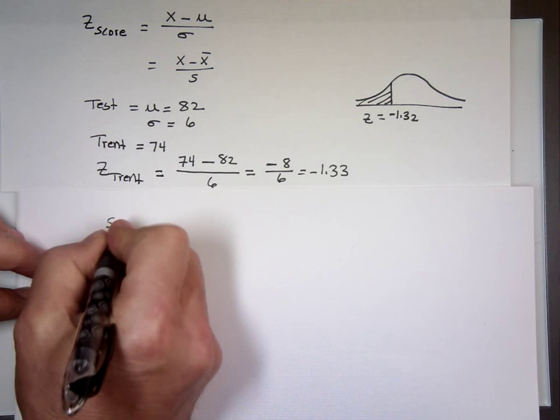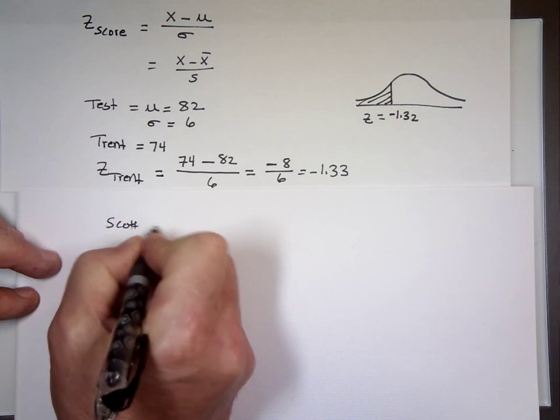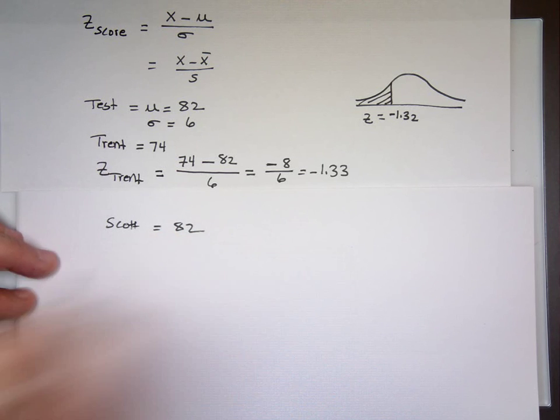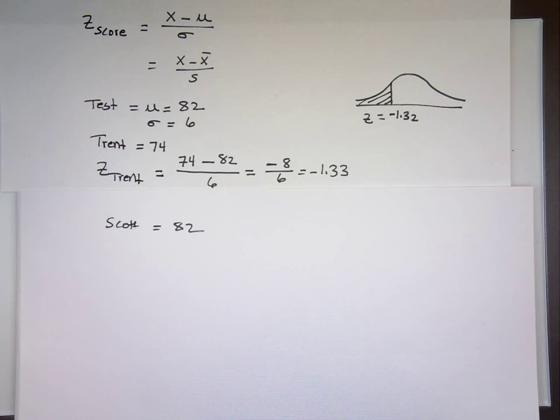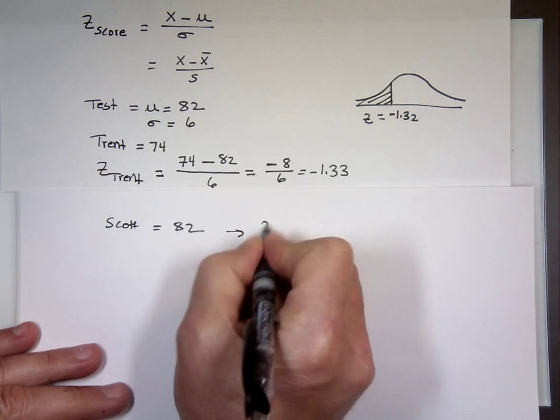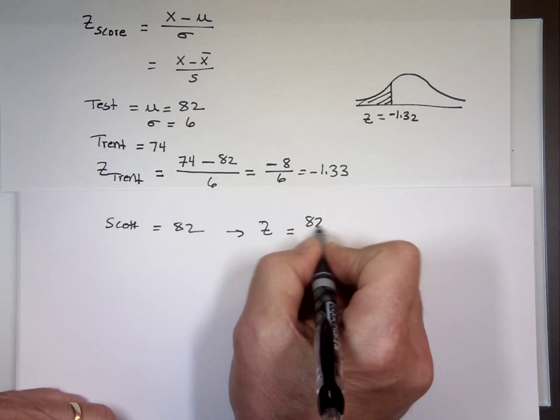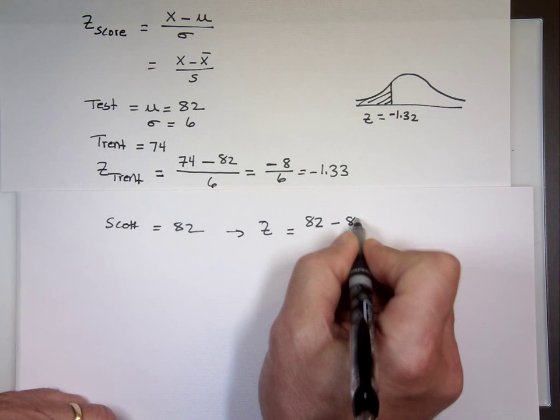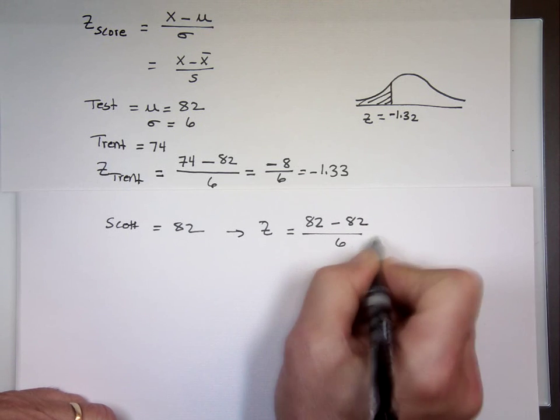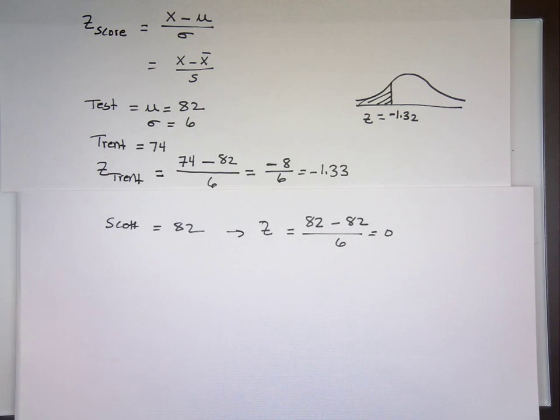Scott, you scored on the test. You scored 82. What is the z-value for Scott? 0. It's going to be his score, which is 82, minus the average, which is 82, divided by 6. He is 0. He's 0 standard deviations above or below the average. That means he's right on the average.